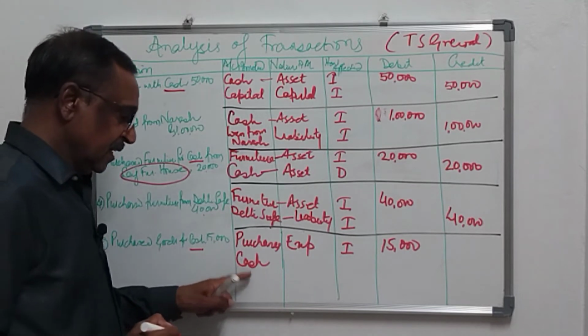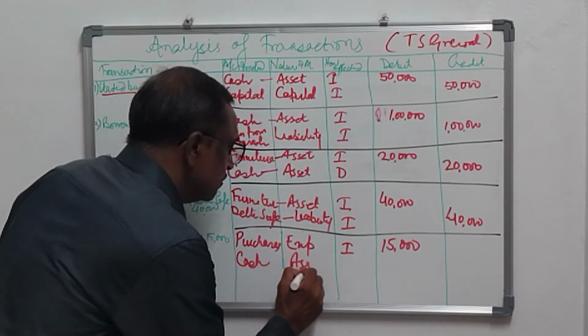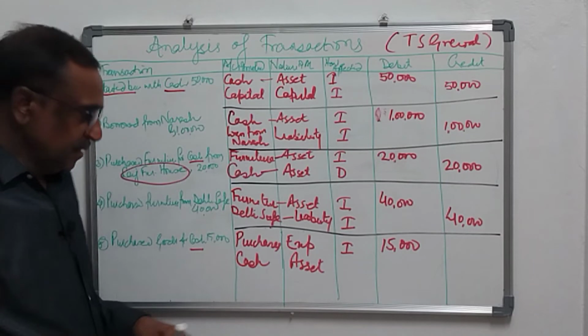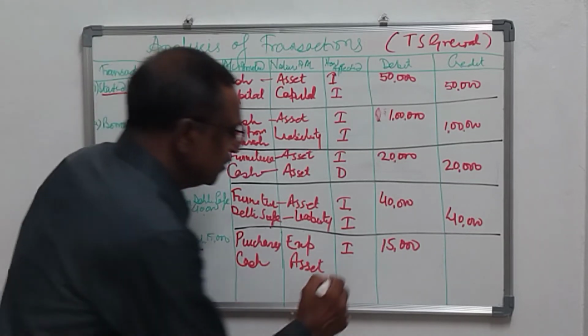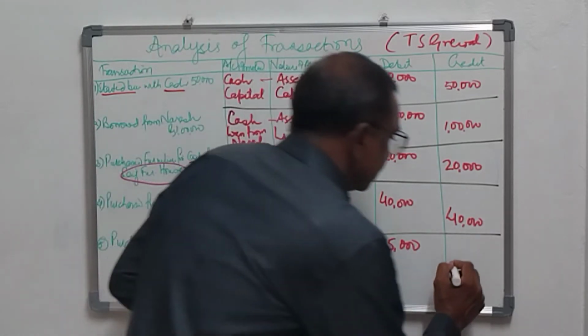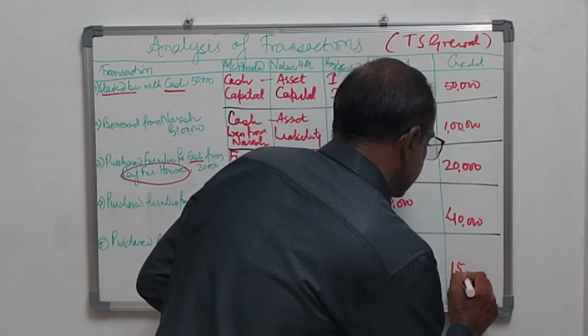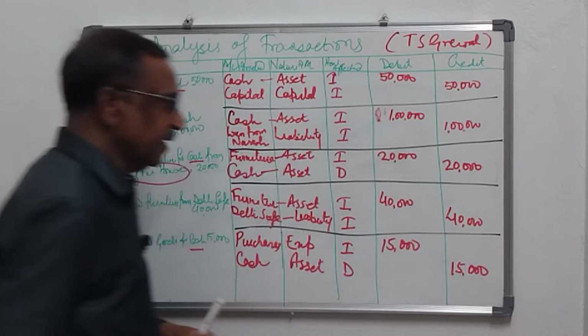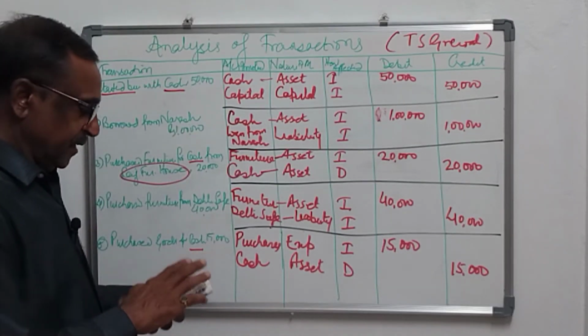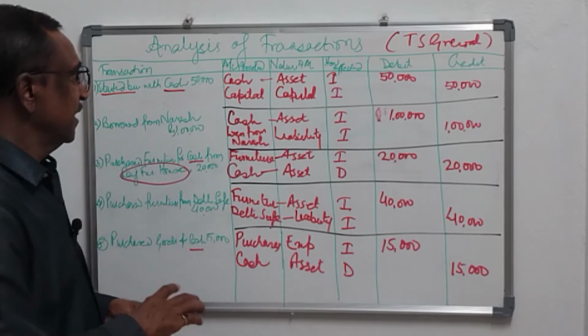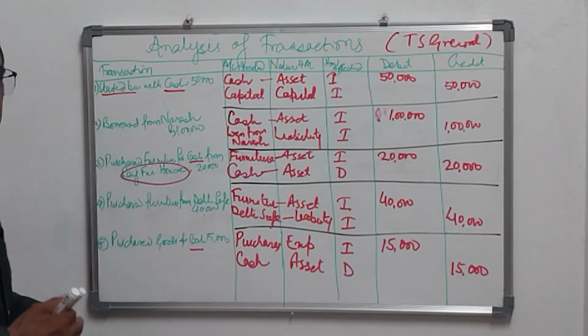And cash. Cash is your asset. Since your cash is reducing, you are paying. So decrease in asset is credited. Clear? This is how we have proceeded so far. Let us revise these 5 transactions one by one.